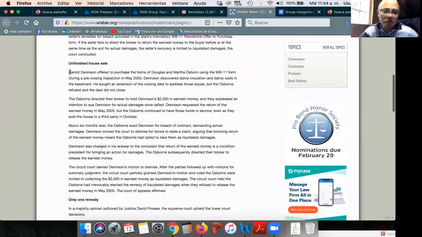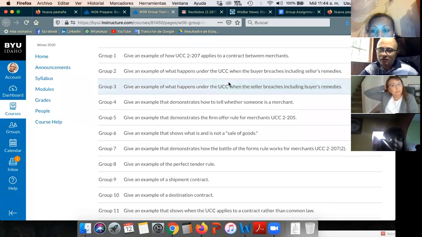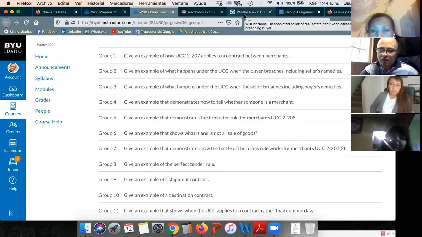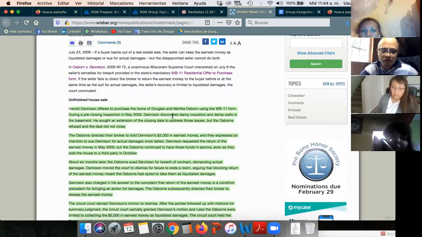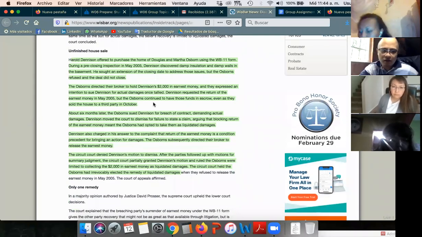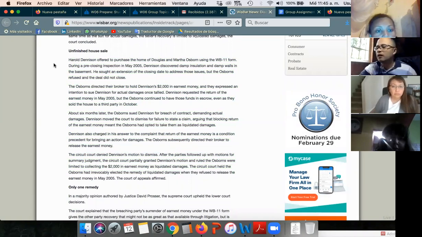This is the case. I don't know if it's good without the topic. It's all right. Yeah, I think it's supposed to be that the seller breaches the contract and it provides the buyer remedies because of the breach. So who sold the house? Denison? No, Denison offered to purchase. No, the Osbornes, Douglas and Martha, are the sellers, and Harold Denison is the buyer, because it says he offered to purchase the home. Yeah, but I think the purchasers are the ones who breached the contract, right? So no, it does not apply to this case.